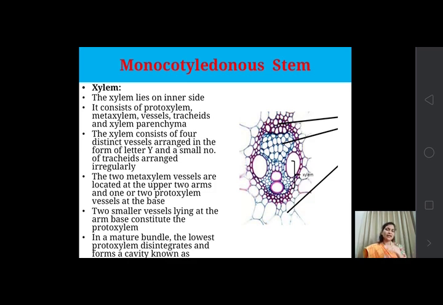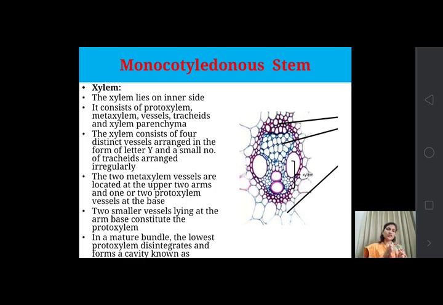Okay, so the xylem lies on the inner side, that means the phloem is on the upper side and the xylem is present under the phloem. That means these xylem tissues are facing towards the center of the stem, so they lie on the inner side. It consists of protoxylem and metaxylem. Both types of vessels are present, that is protoxylem and metaxylem. Then tracheids are also seen, and xylem parenchyma is also present. Only the sclerenchyma is absent.